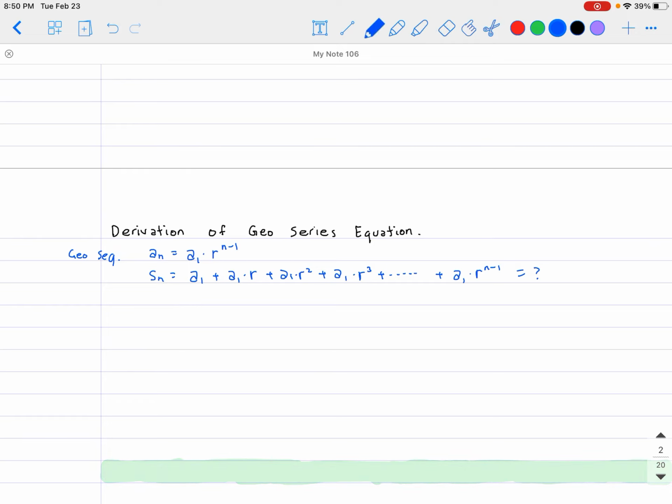Here's what we're going to do. I'm going to use the Punnett square, I think that's what it's called, to multiply out something for us, just so that we can do a derivation here.